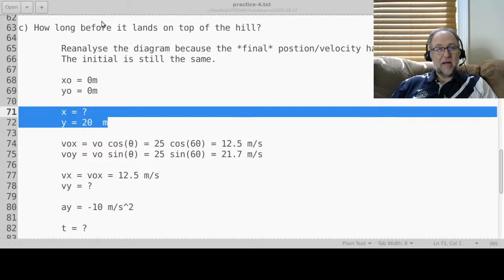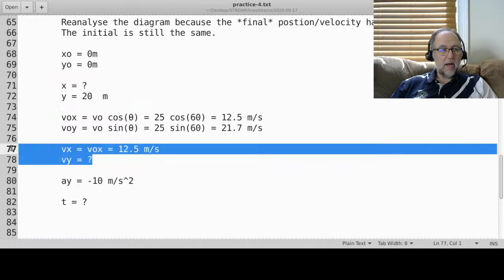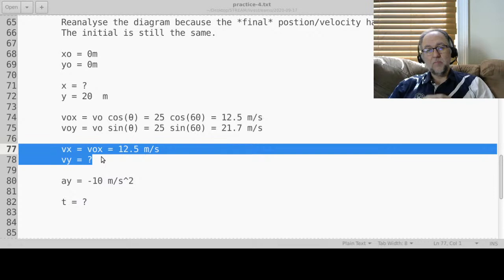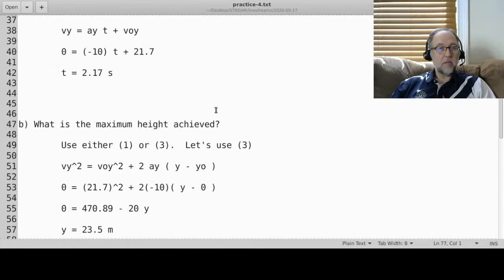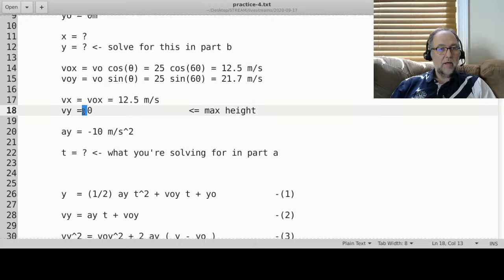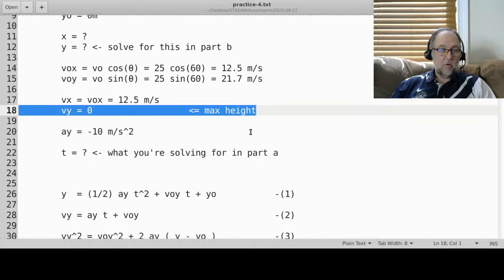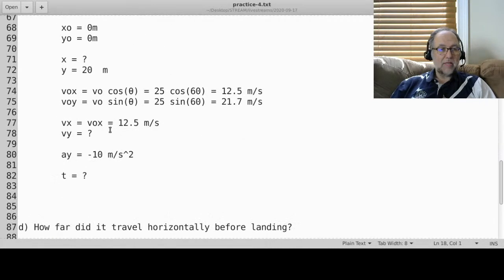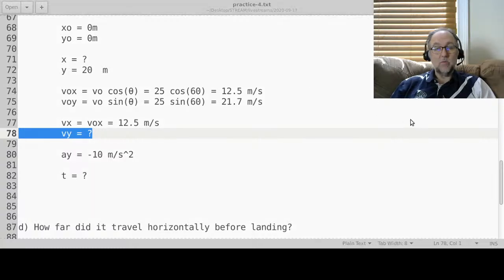What about the final velocity? Vx is still 12.5 because Vx doesn't change. It remains the same all the way along, since there's no acceleration in the x direction. Vy is a question mark. Before, we said that Vy at maximum height was 0, but now we're not at maximum height, so Vy is not equal to 0.